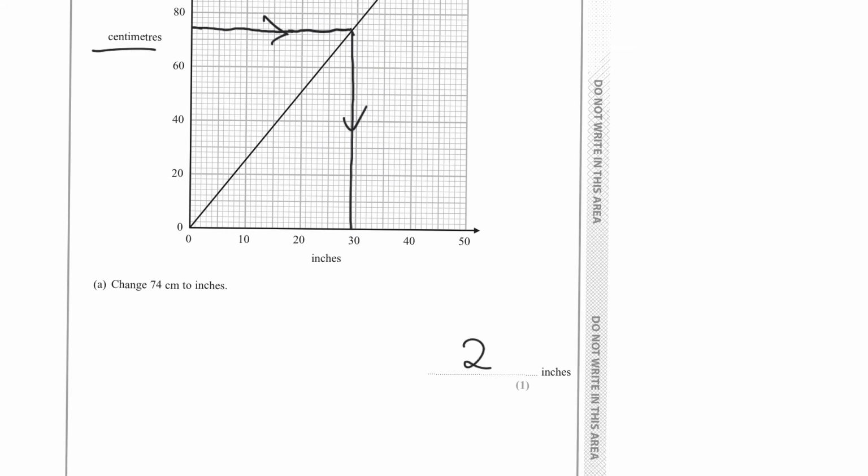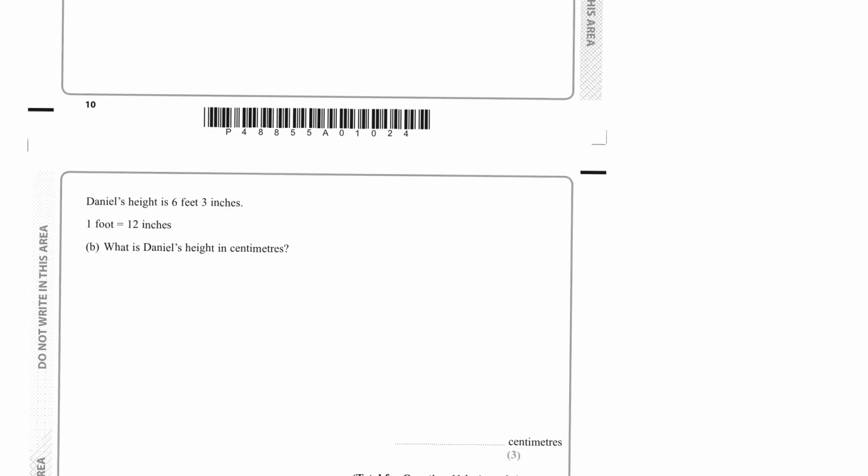So 29 inches. Okay. And then part B, it says Daniel's height is 6 feet 3 inches. 1 foot is equal to 12 inches. And it wants us to work out his height in centimeters. So before we can work out his height and use the unit conversion, we need to work out his total inches of his height. So he is 6 foot 3 inches.